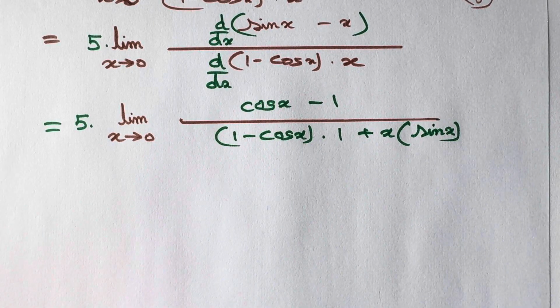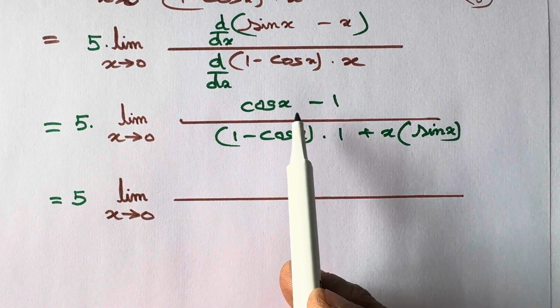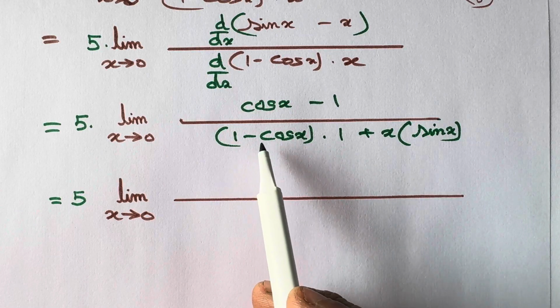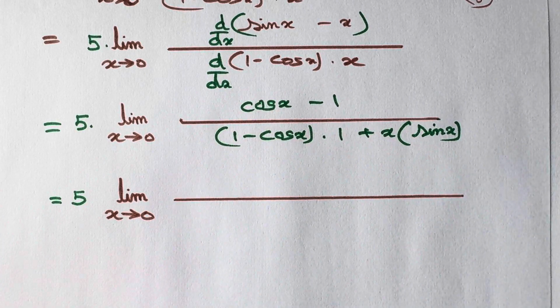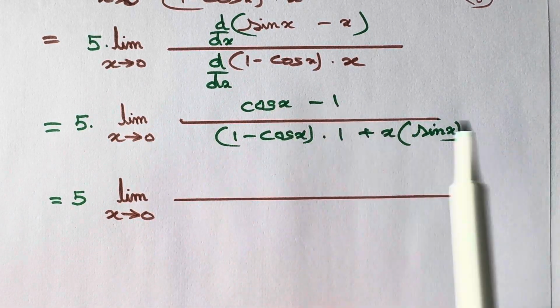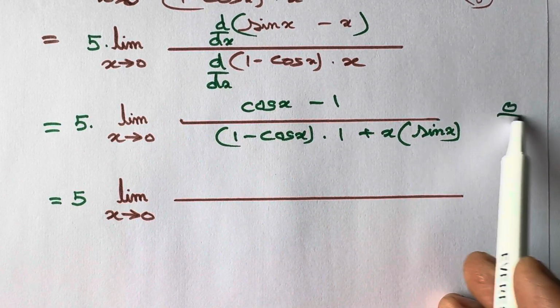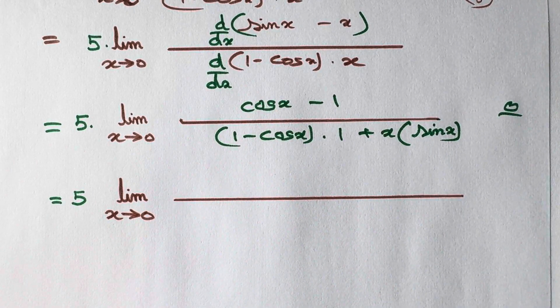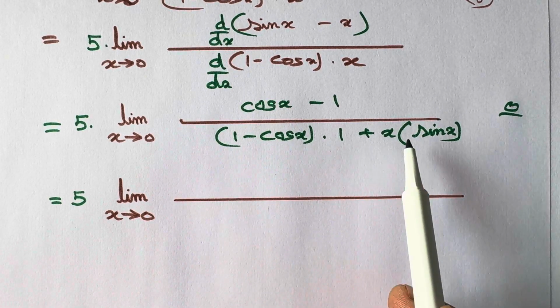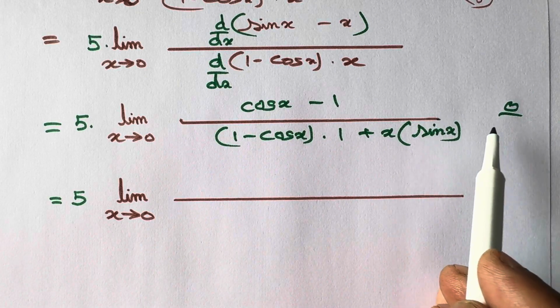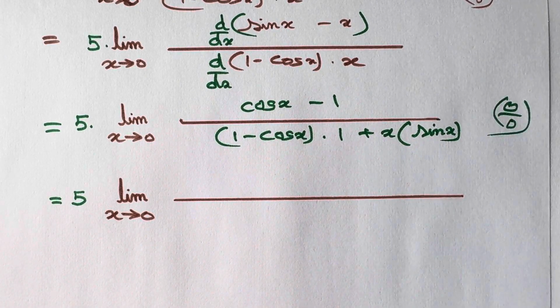Are we done? No. We can write 1 minus cos x is 2 sin square x by 2, and then divide the numerator and denominator by x square and evaluate the limit. However, what we will do is we'll simply apply L'Hopital rule once again. As x tends to 0, the numerator, cos x minus 1, tends to 0. As x tends to 0, 1 minus cos x tends to 0, and x sin x also tends to 0. So it is of the type 0 by 0 form.